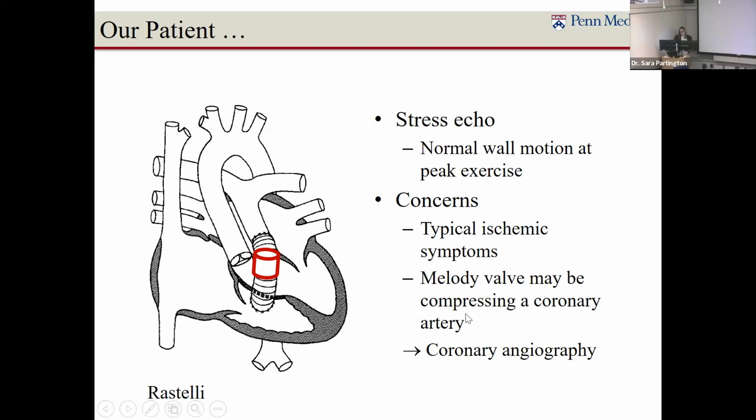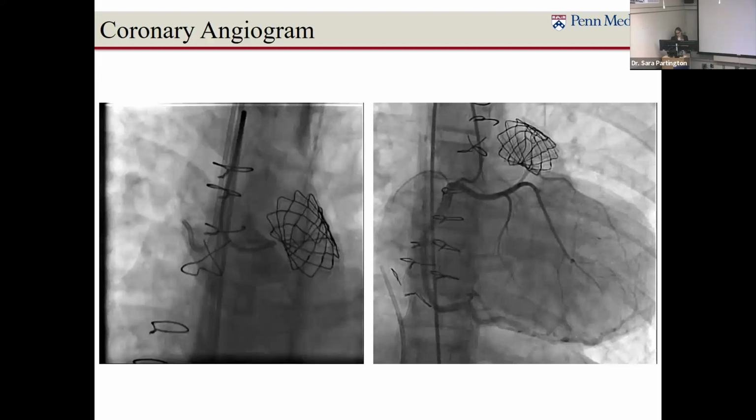And those catheter pulmonary valve replacements are housed inside a stent as well. So he had a stress echo, which was normal, showing normal wall motion. But given that his symptoms were so concerning for ischemia, and there was a concern that this catheter pulmonary valve may be compressing the coronary artery, he did go on to have a coronary angiography. So these were his images.